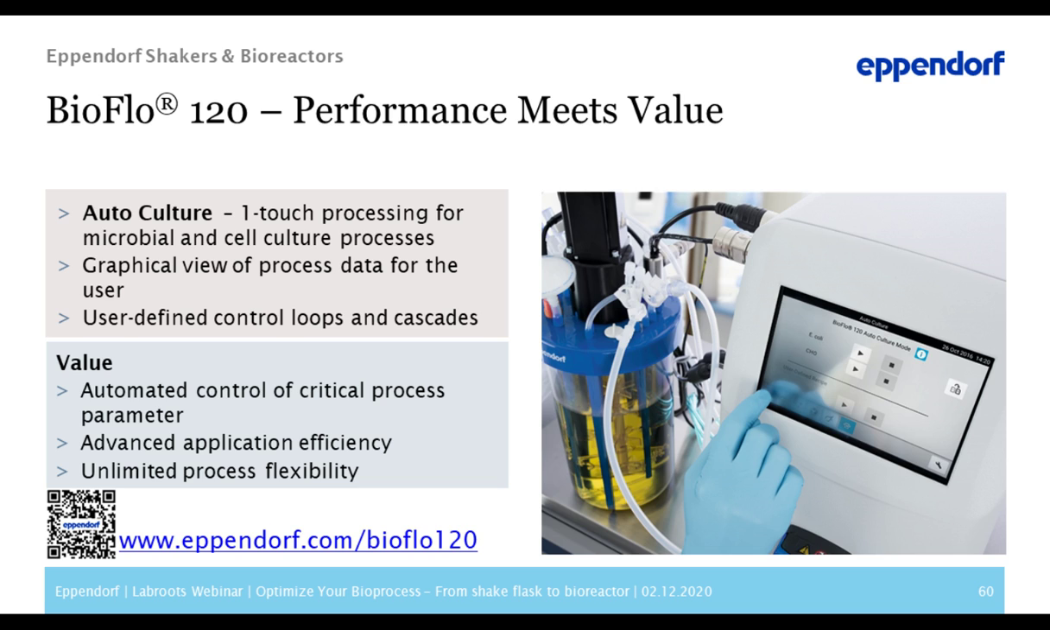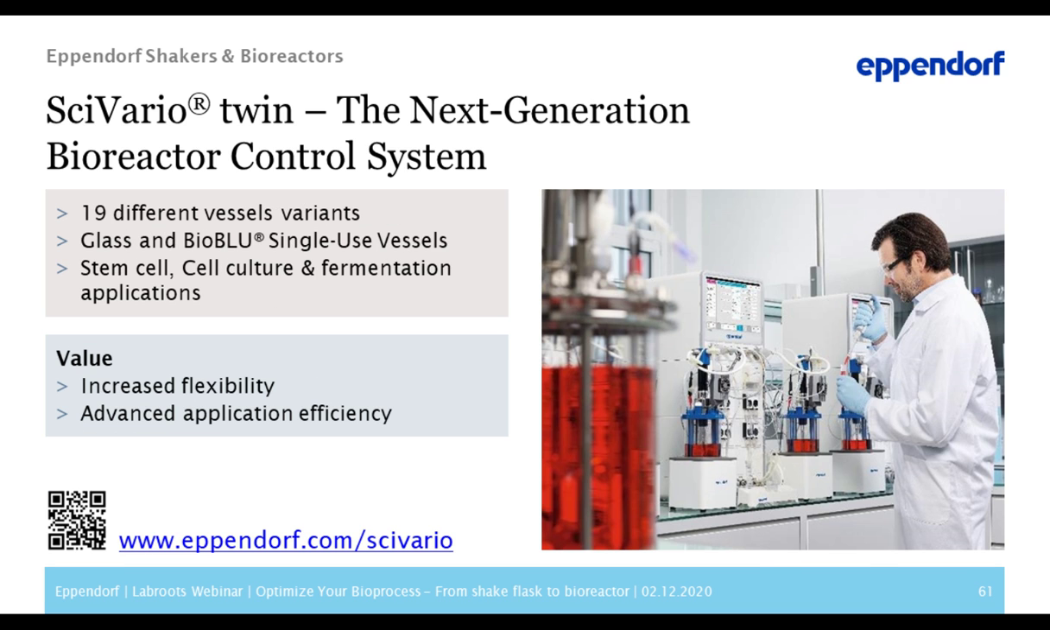Now let's come to the bioreactors. The first one is the BioFlo 120 that goes under the topic performance meets value. With one-touch processing for microbial or cell culture processes, you can see on the right-hand side here, it gives you a graphical view of the process data for the user. And also you can control a lot of user-defined loops and cascades. So it's perfect for automated control of critical process parameters. It gives you a lot of flexibility for your processes. And if you're interested, go to eppendorf.com/bioflow120 or just scan the QR code here.